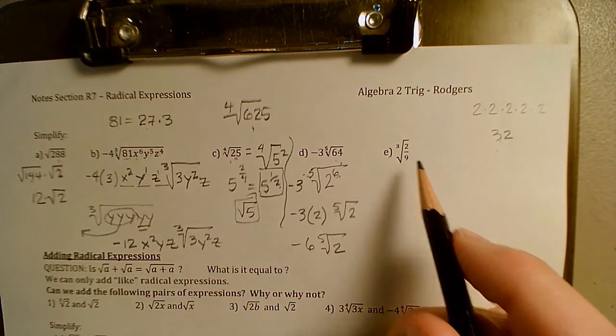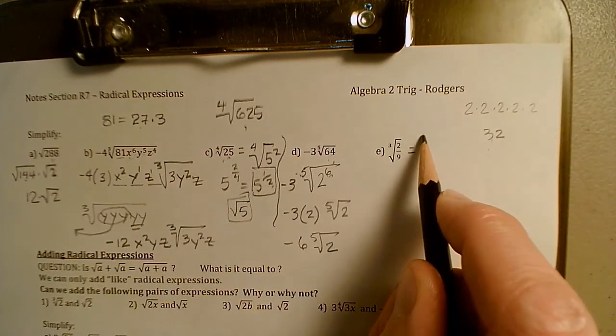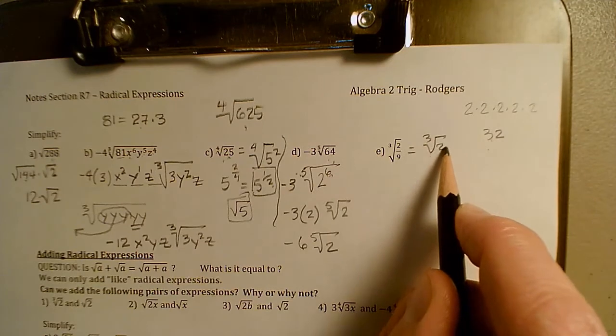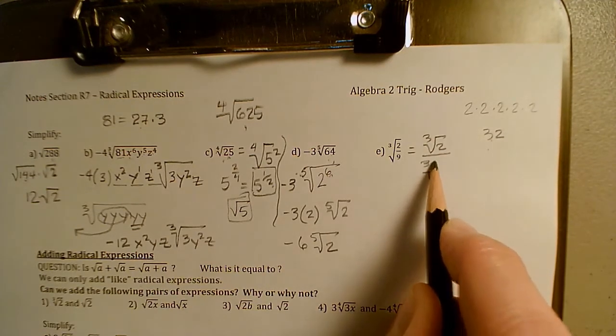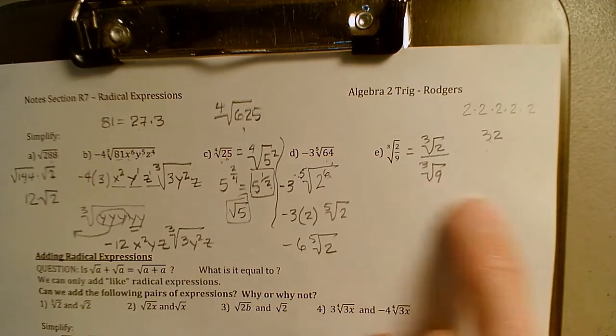All right, so let's go to this one. Let's go ahead and use our quotient rule. The cube root of 2 over the cube root of 9. So we have to get rid of the radical downstairs.